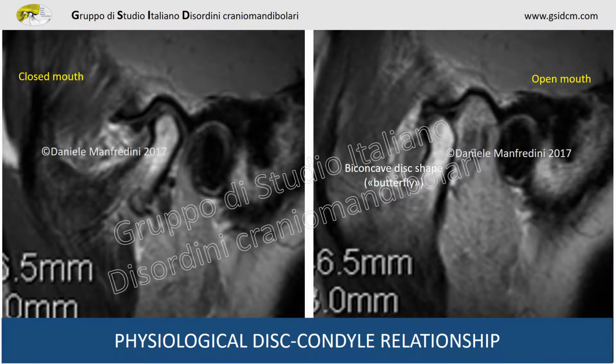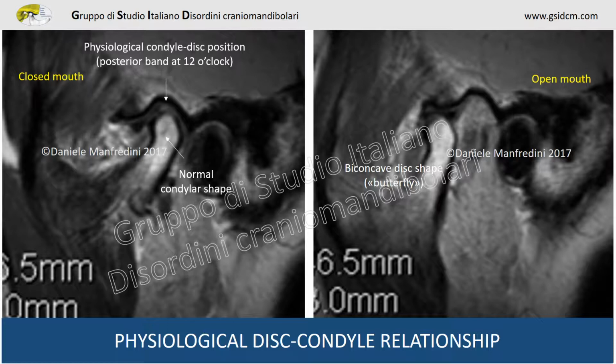At closed mouth, on the left side of your screen, normally the disc position is considered physiological when the posterior band of the temporomandibular joint disc is positioned at 12 o'clock with respect to the mandibular condyle, whilst in the open mouth position, the physiological relationship provides that the intermediate band is positioned at 12 o'clock with respect to the condyle and the articular tubercle. Look at the butterfly and typical biconcave disc shape.